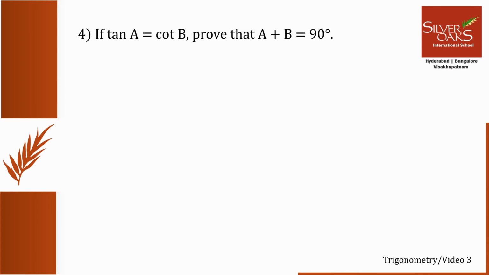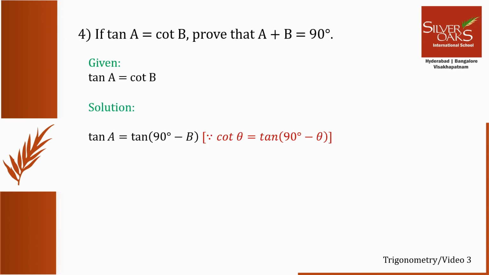If tan A is equal to cot B, prove that A plus B is equal to 90 degrees. What is given to us? Tan A is equal to cot B. Now, can you write cot B in the form of tan? Yes, you can write. Cot B is equal to tan 90 degrees minus B.